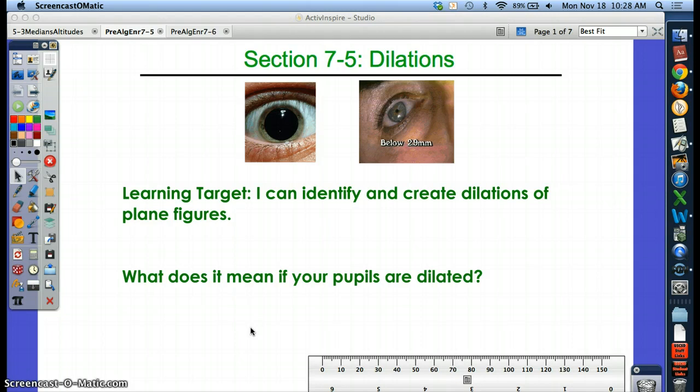So copy down your target. You are going to need a ruler for this class, so if you need to pause the video and go grab one, do that now.